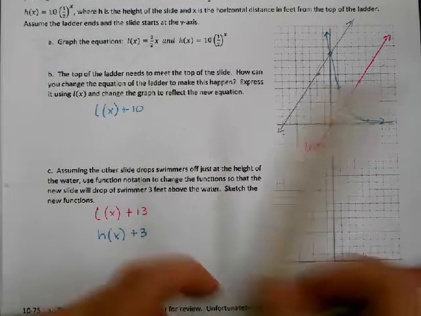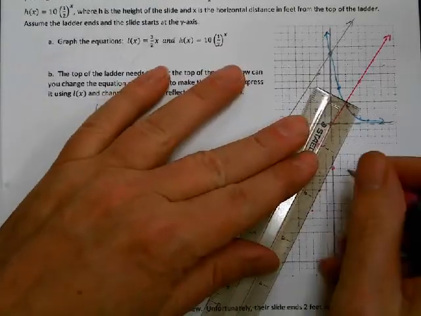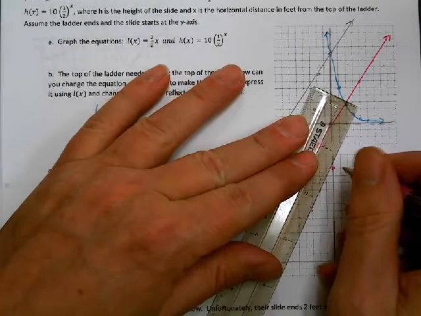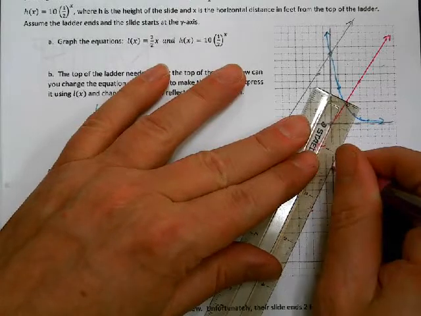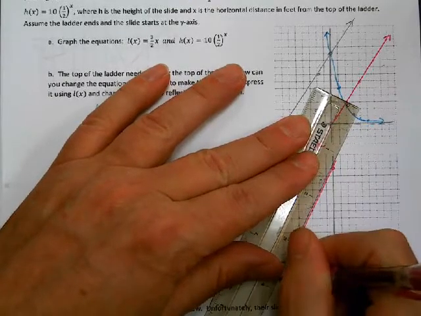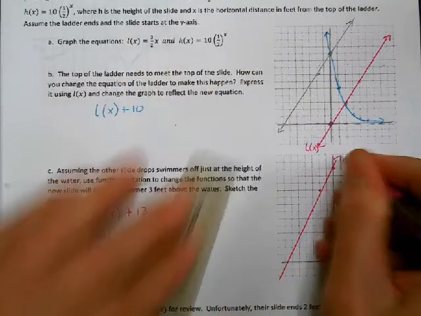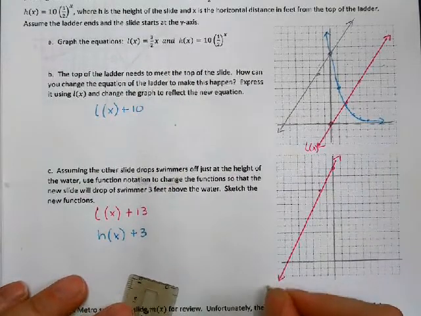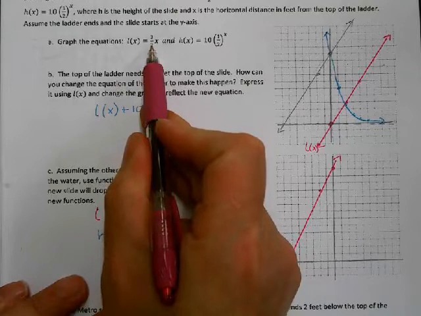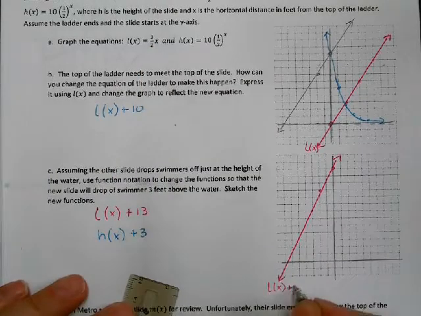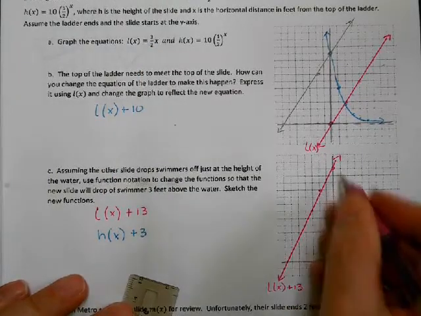Or not slide, ladder. Words are hard. We're trying to work through it. Down 3 over 2, down 3 over 2. Yeah, it looks right. So there's our ladder. That's L of x. L of x was only 3/2 x, so we added 13 to it to shift the whole graph up 13 units.